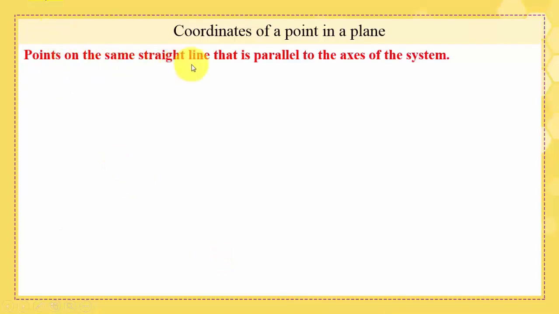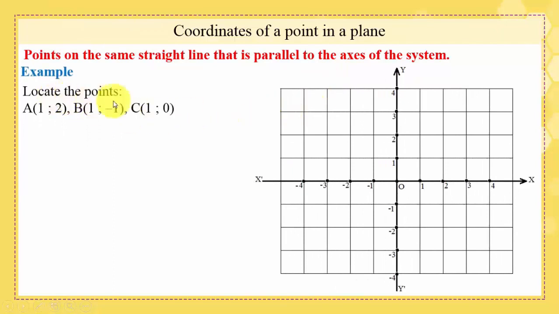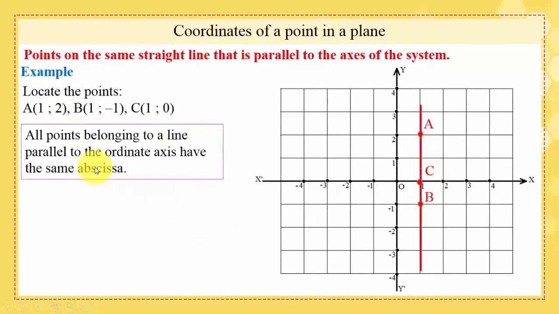Points on the same straight line that is parallel to the axis of the system. Example, locate the points A (1, 2), B (1, -1), C (1, 0). All points belonging to a line parallel to the ordinate axis have the same abscissa. Look here, this line is parallel to the ordinate axis. Look at all these points, they have the same abscissa. So if points have the same abscissa, then the line drawn through them is parallel to the y-axis.